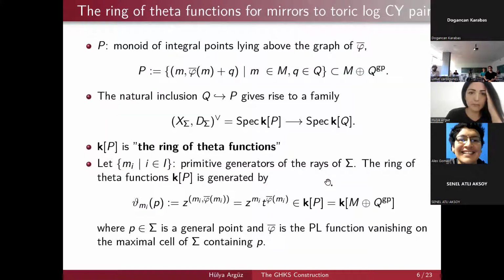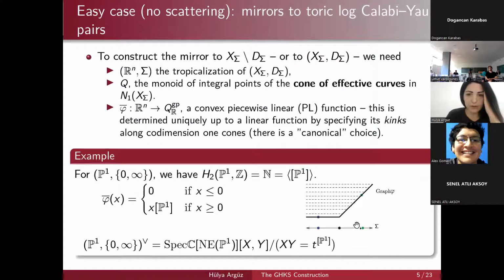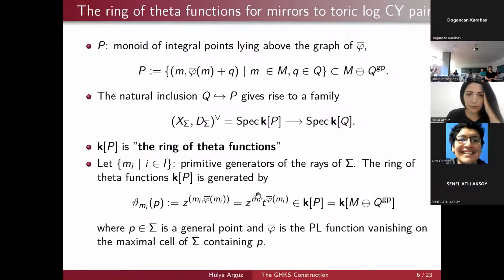And here I describe what the upper part of the graph is. And this is the mirror family in the toric situation. And then the ring of theta functions is generated by, so you look at the ray generators and their images here. So for smooth toric varieties, the ring of theta functions is generated by these generators. So corresponding to these integral points, there are theta functions defined as I wrote here.